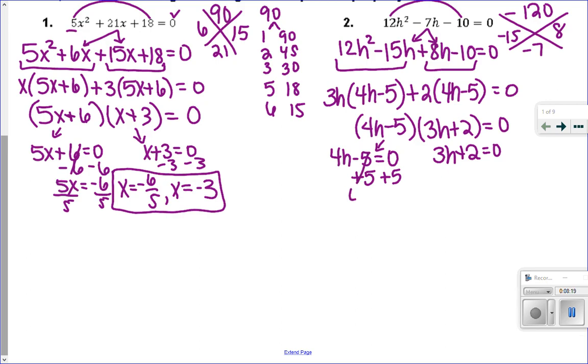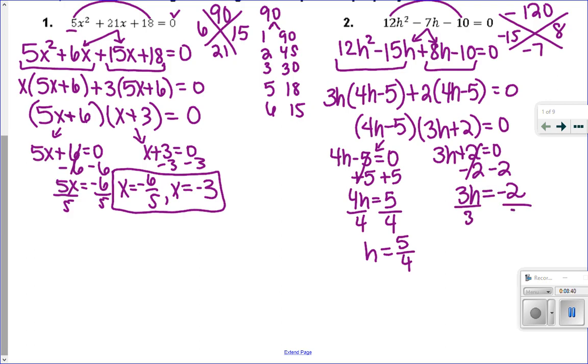Add 5 on both sides. Divide by 4. So one of our solutions is that h would be equal to 5/4. The other possible solution is when we solve this one. So we'll subtract 2. That's 3h is equal to negative 2. Divide both sides, and the other solution is when h is negative 2/3. And those are the solutions to that polynomial equation.